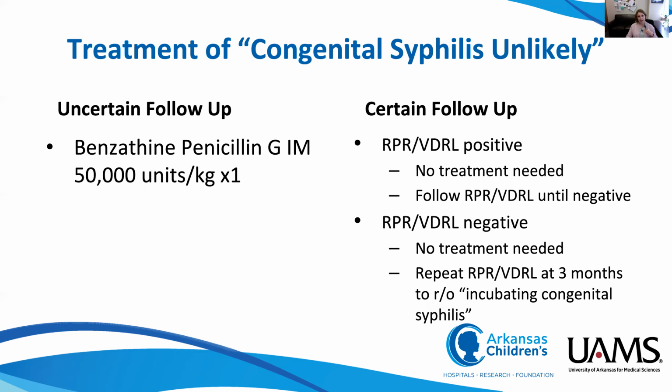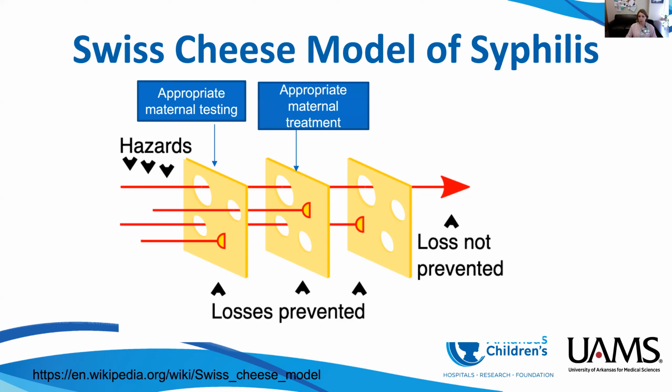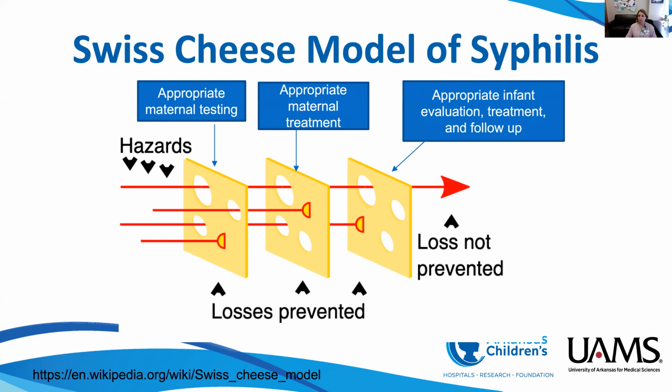So there's that. But syphilis itself, I'm kind of running out of time, is a Swiss cheese model of prevention. There are plenty of things that have to happen to prevent a child from getting congenital syphilis. Number 1 being appropriate maternal testing, another being appropriate maternal treatment, and appropriate infant evaluation, treatment, and follow-up. All of those things need to be in line to prevent a case of congenital syphilis.